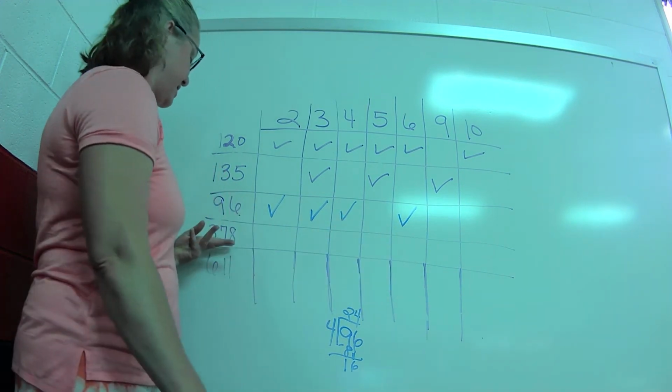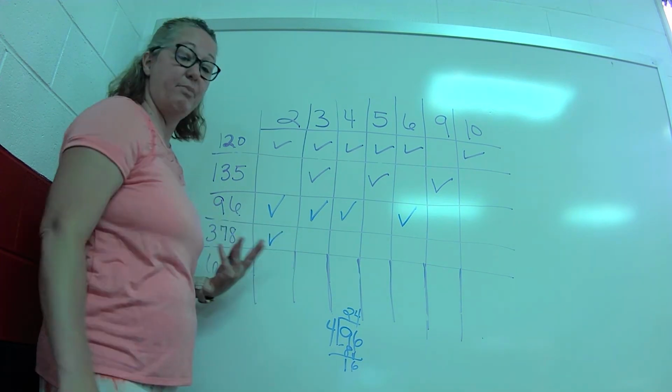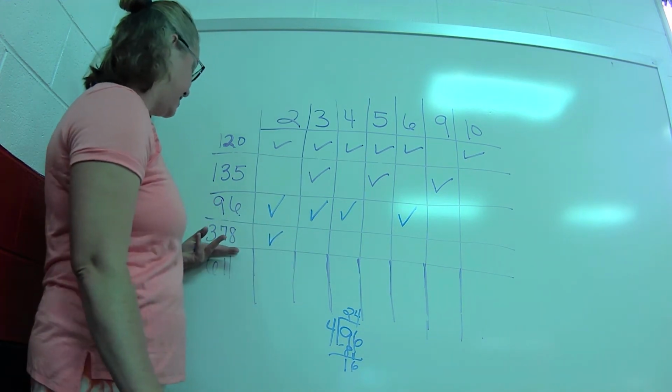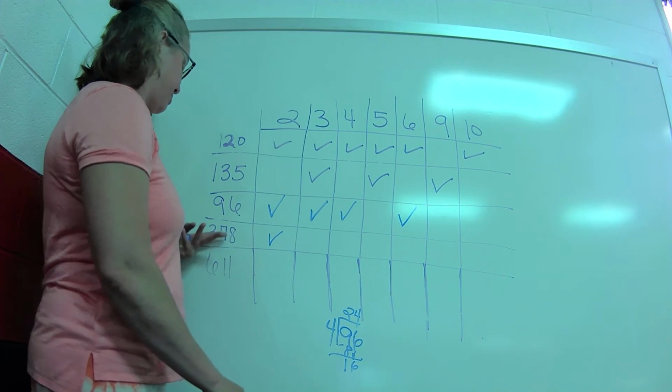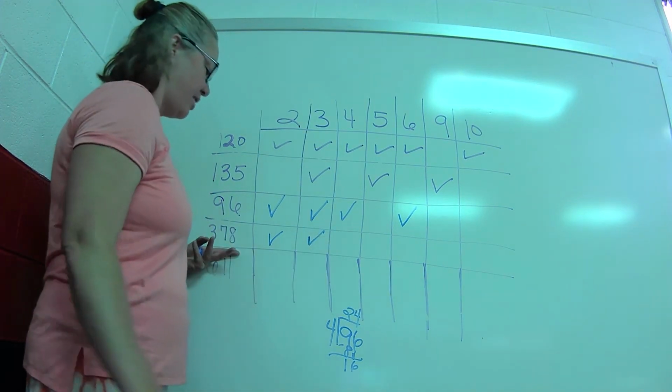All right, let's go to 378. Again, 378 is an even number, so it's divisible by 2. If we add the digits, we get 18. 3 plus 7 plus 8 gives us 18. 3 goes into 18, so that works.